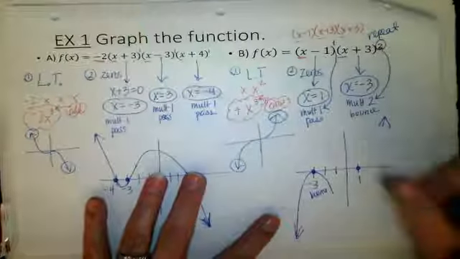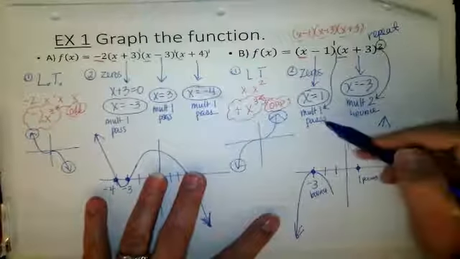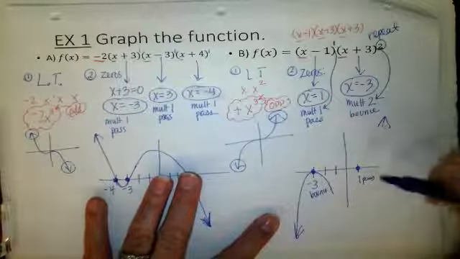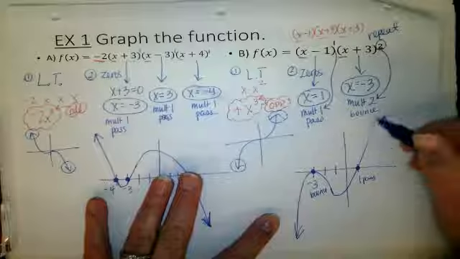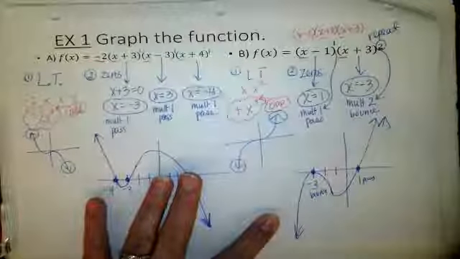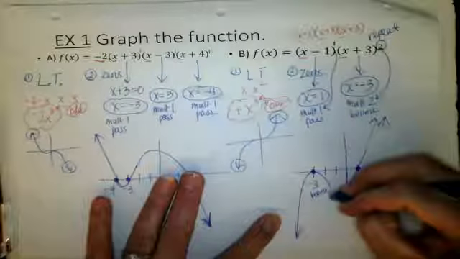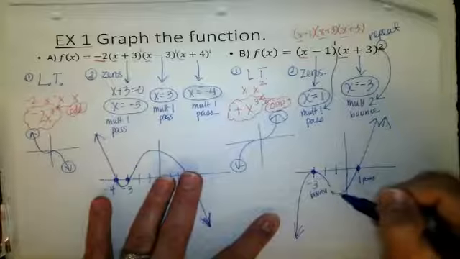Now, at the 1, I have to pass through the 1 because it's a multiplicity 1, which means I need to turn around and then pass straight through that 0. And it's just a nice smooth curve. And I think that drawing these is super fun.